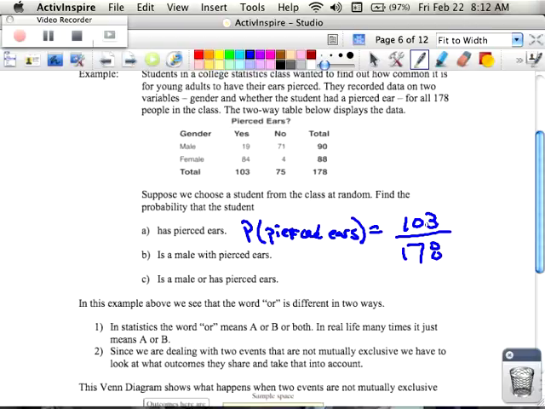If we're looking for the male with pierced ears, so I'm just going to abbreviate male with pierced. We still know that our sample space is 178 students that were surveyed, but now we're looking for the males with pierced ears, which was a total of 19. So the probability that you find, out of all 178 people, the males with the pierced ears, there are only 19 of them out of the 178.